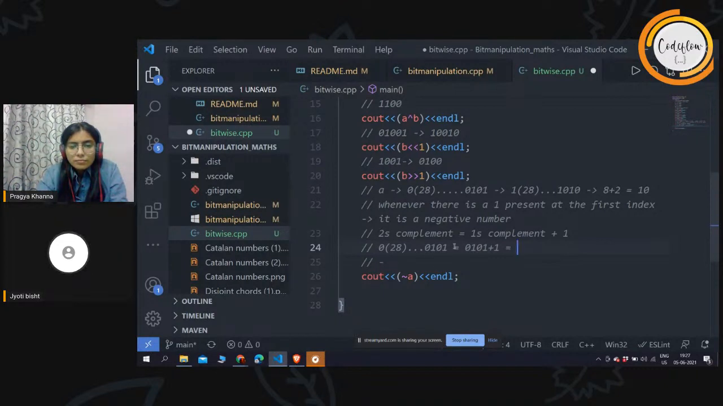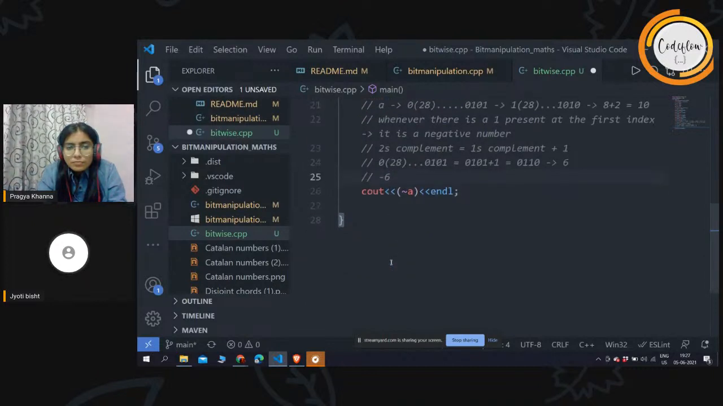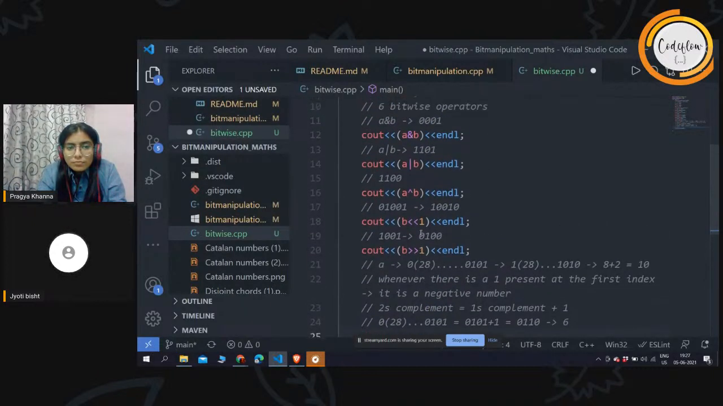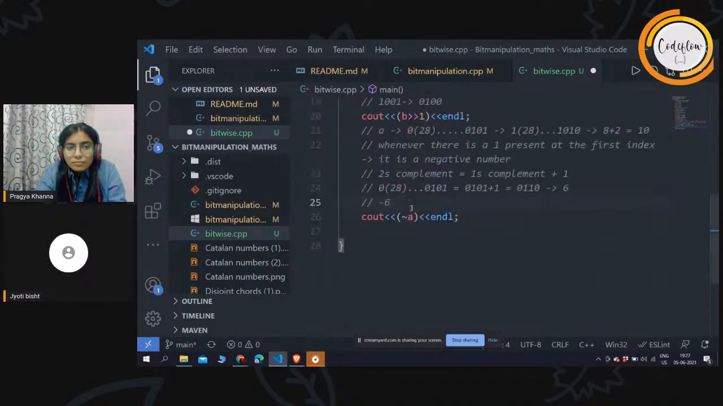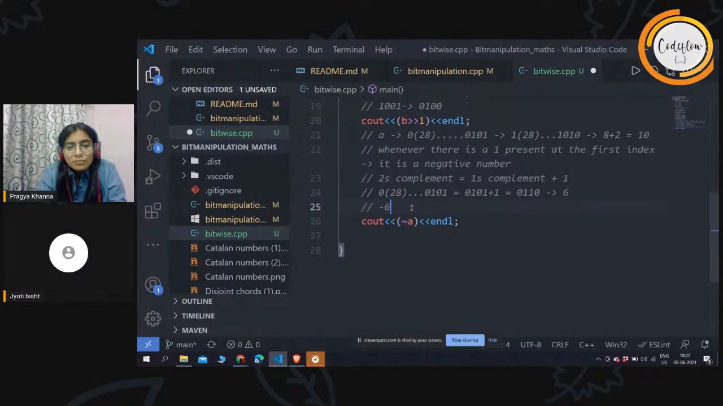Can anybody tell me the answer? Yes, 0110, which is 6 in decimal. So now my computer knows that my digit is 6 and it is a negative number. So I should get my answer as -6, right? Make sense? A lot of people don't understand why this negation happened, why it is giving me the answer -6. It should be 10, but it shouldn't be 10, okay?